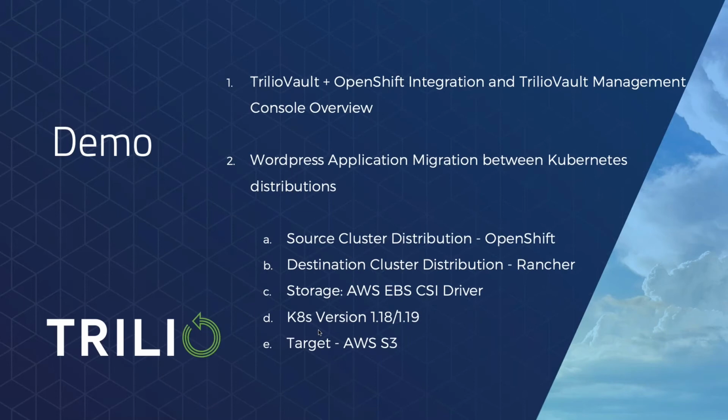We have an OpenShift cluster and a Rancher cluster. Both are running in AWS at the moment, and they're using the AWS CSI driver. On the Rancher environment, I believe it's running 1.18, and on the OpenShift, it's 1.19. All the backups and data are being stored in an S3 target. In the interest of time, we may not be able to get through a full backup and restore operation, but we have other previously done backups that we might be able to restore to get through the demo in time.